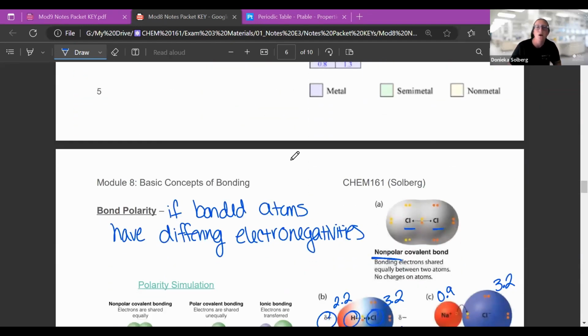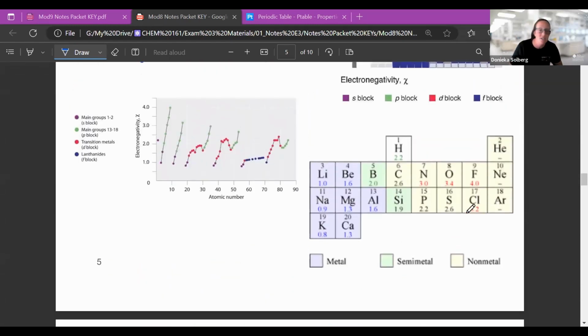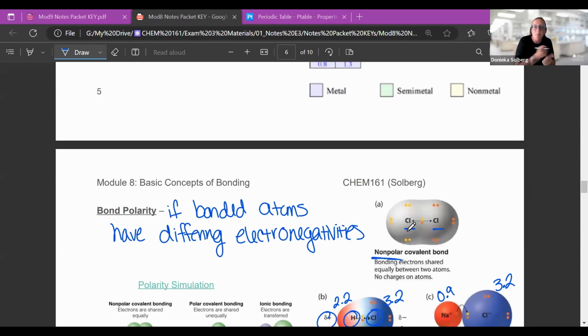Okay, so how do you get something to be what's called polar? Well, if bonded atoms have different electronegativity, so if you have things bonded together that have different attractions of electrons, it's going to be polar. Now, if you have two things bonded together that have the same electronegativity, so right, chlorine's electronegativity is 3.2. That means it pulls on the electrons with a 3.2 strength. You can kind of think of it that way.